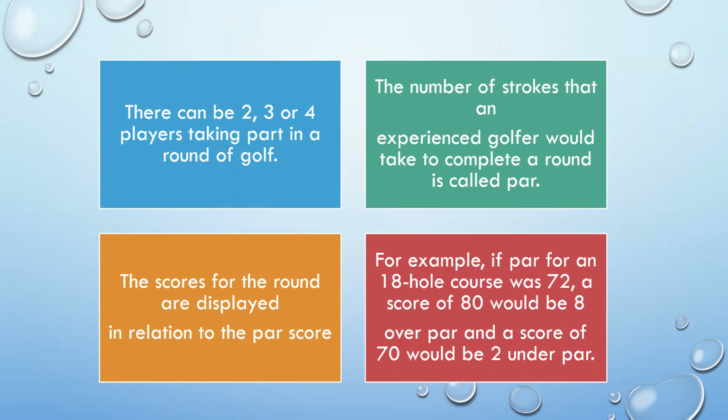Now let's take an example to understand what you mean by par. This again is a part of your pre-release. Suppose you're playing an 18-hole course and say the par score is 72, and assume a player completes the round of 18 holes in 80 strokes. So he has gone 8 strokes above the par score. So his score will be 8 over par. And if he completes his round in say 70 strokes, his score would be 2 under par.